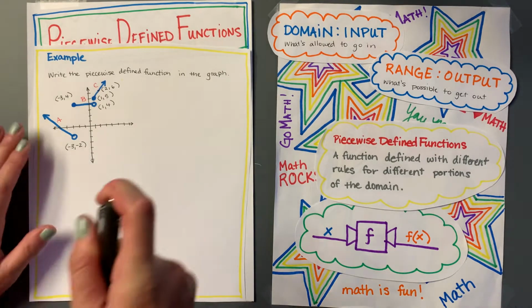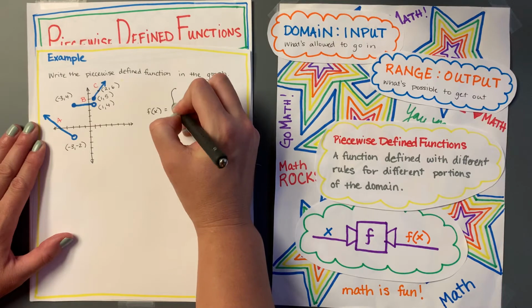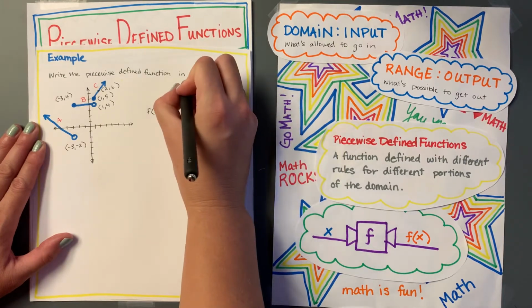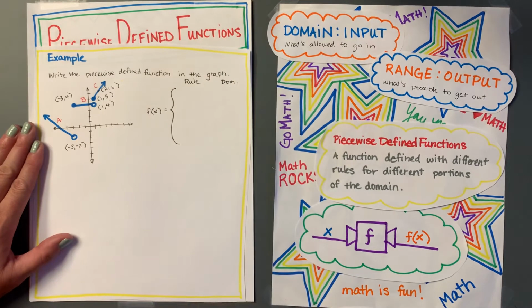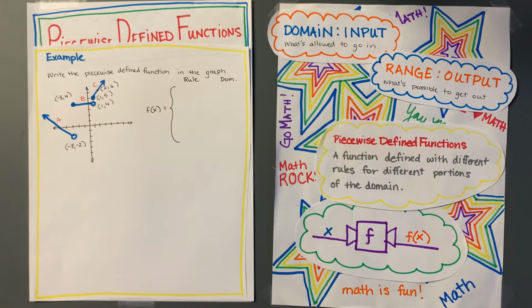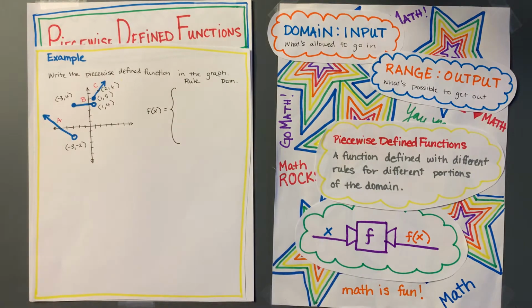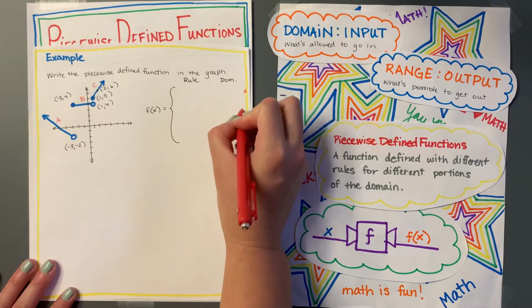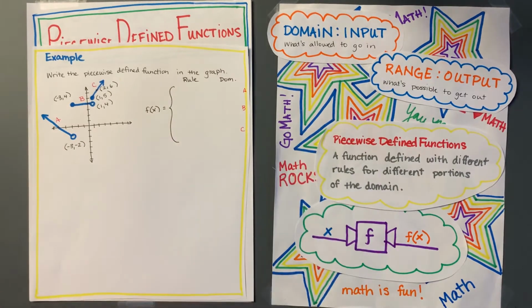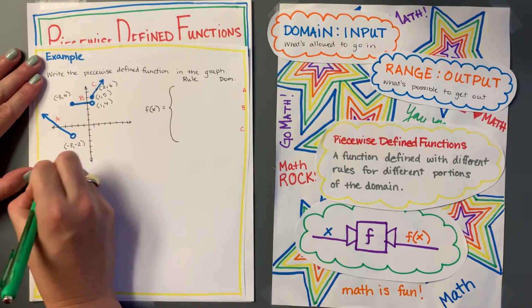And so what that looks like is I am going to write this function as f of x is equal to, and then I am going to have the rule and the domain for that rule. So I need to come up with the domain of the rule for each part as well as the rule. And so I am going to have for part A, B, and C. So I need three different domains and three different rules. So I'm going to first start by looking at part A.